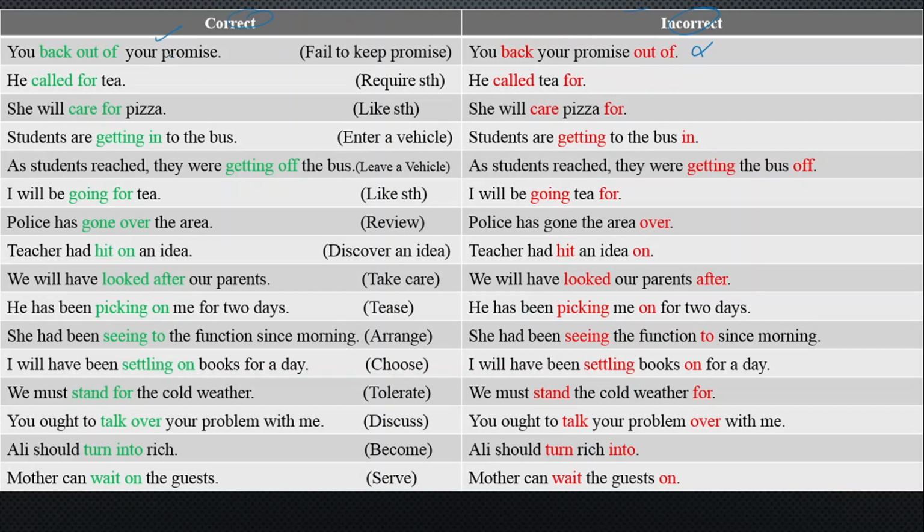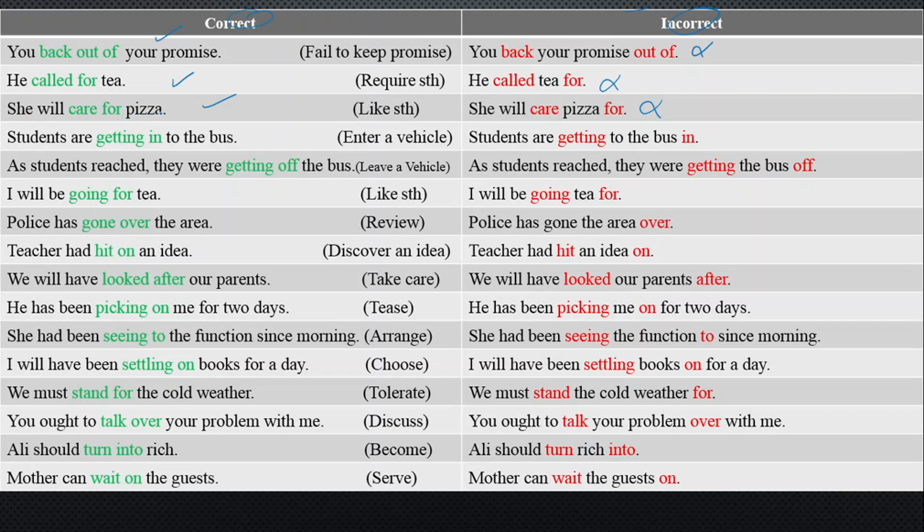See, he called for tea. "He called tea for" is wrong. She will care for pizza means she will like pizza, and "she will care pizza for" is wrong. This is a non-separable or inseparable transitive phrasal verb. Like I say, she will care for pizza. Pizza will be cared for by her. This can be changed into passive voice.